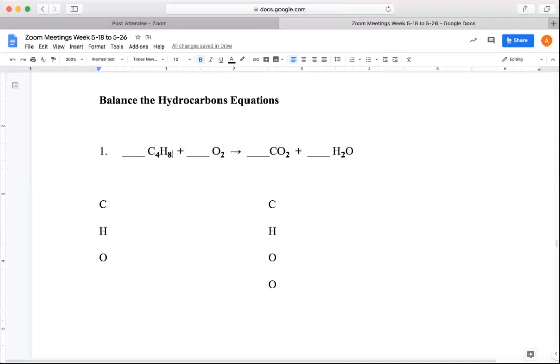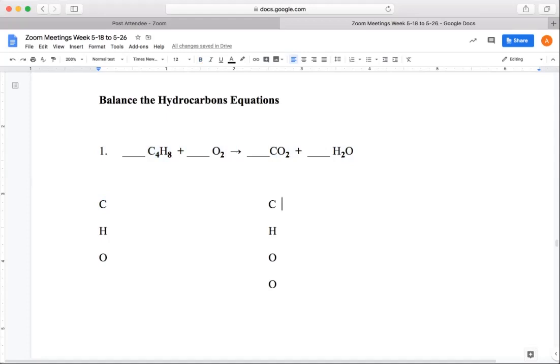So here we're going to first count the number of atoms on both sides of the equation of a particular type. So we know that there are going to be carbon atoms on both sides of the equation. We can see this here. So there's carbon atoms on the left side of the equation. The left side of the equation is called the reactant side. The right side is called the product side. So here we have carbon in both the reactants and products.